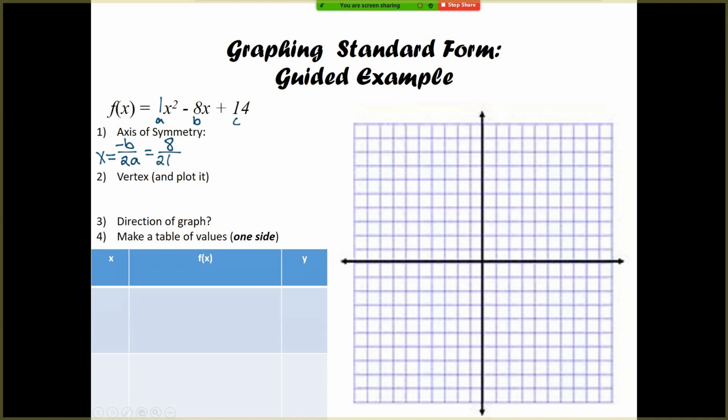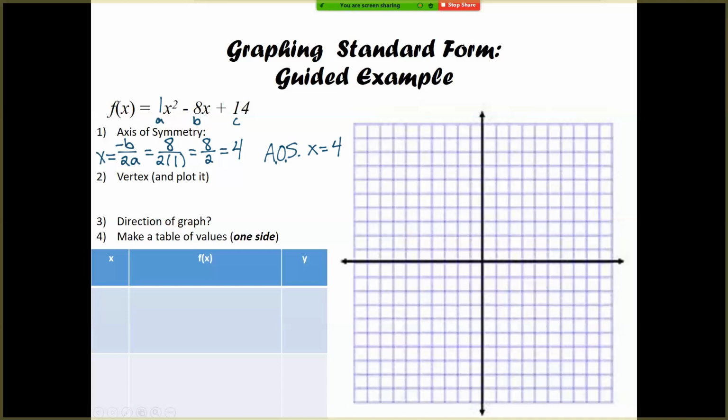Divided by 2 times a. The value for a, there's no number written there, so it's understood to be 1. You can write it in like I did, or you can just know that it's 1. So now I want to simplify this. Well, 2 times 1 is just 2. 8 divided by 2 is 4. So our axis of symmetry, sometimes abbreviated as AOS, axis of symmetry is x equals 4. That's also the x coordinate of our vertex.